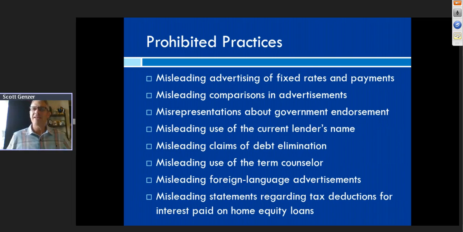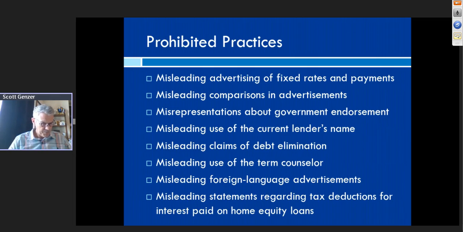Claims about eliminating debt. We can't be called counselors unless we're a nonprofit. We can't give the trigger terms in a foreign language and all the other information in English, right? And also the tax advantages and tax deductions over 100%, which doesn't happen in today's world. We don't have that type of product. But those are the 7 deadly sins and the prohibited practices.